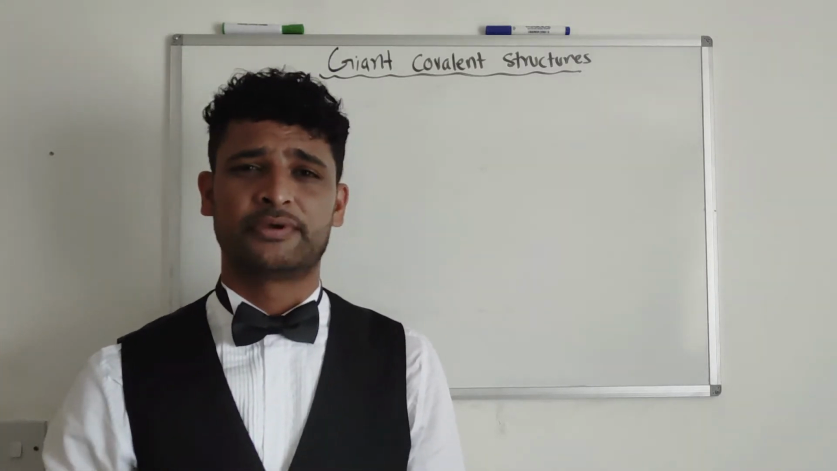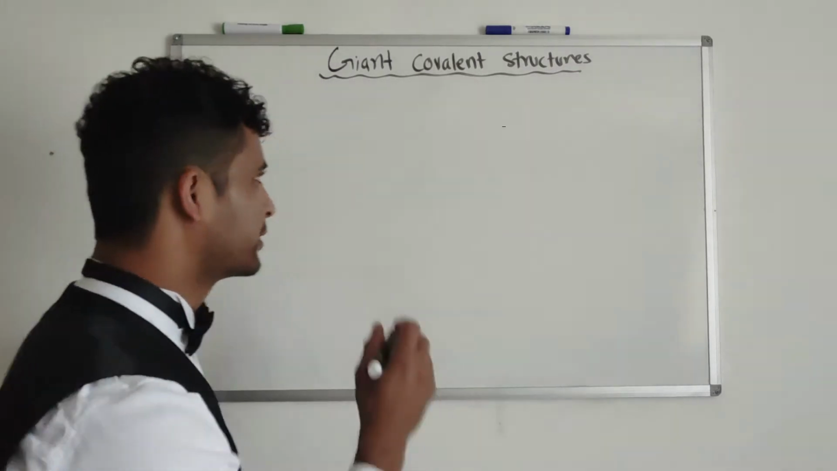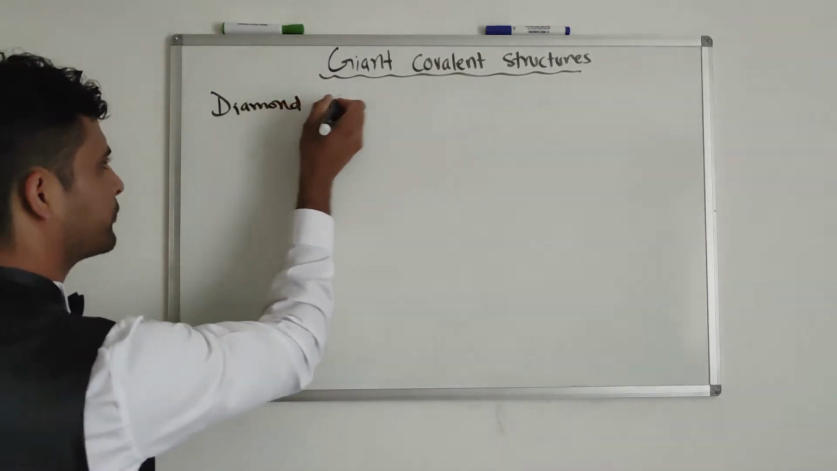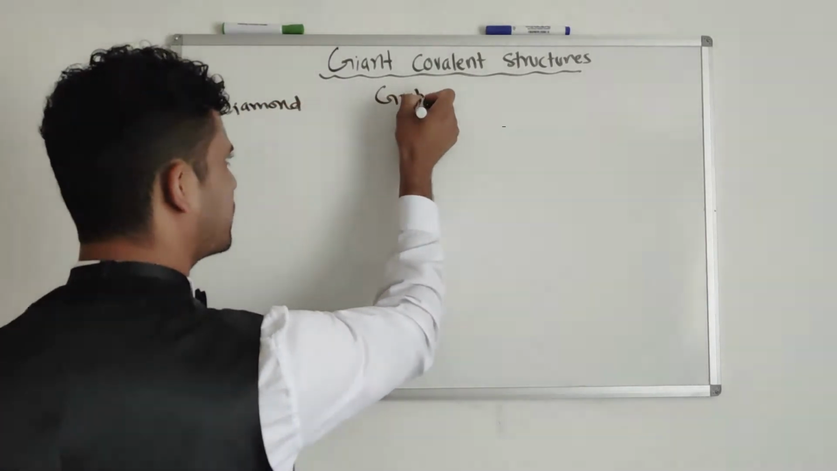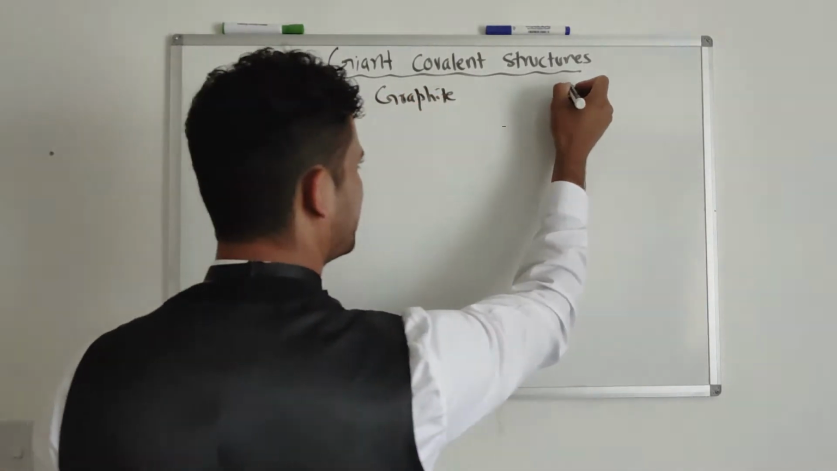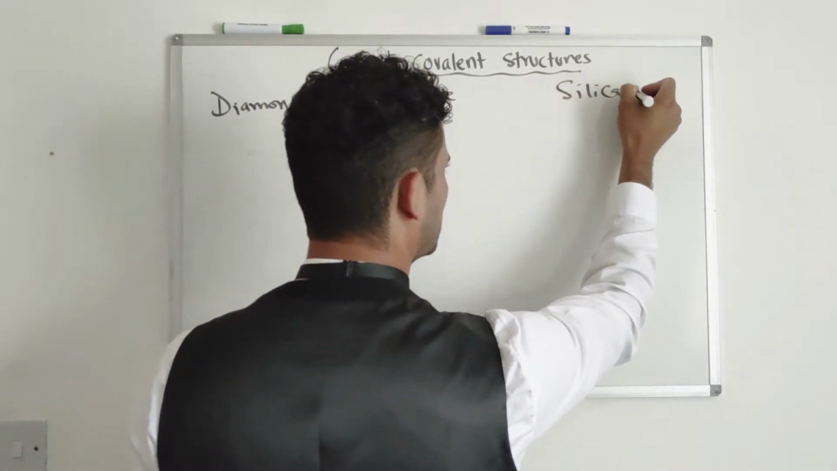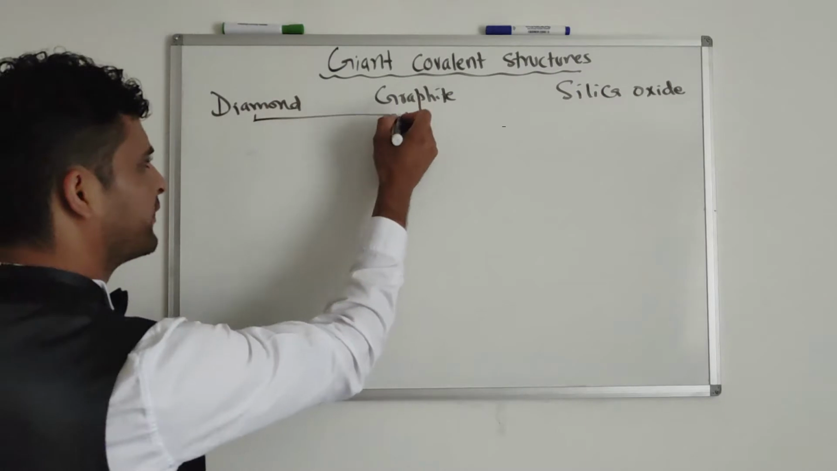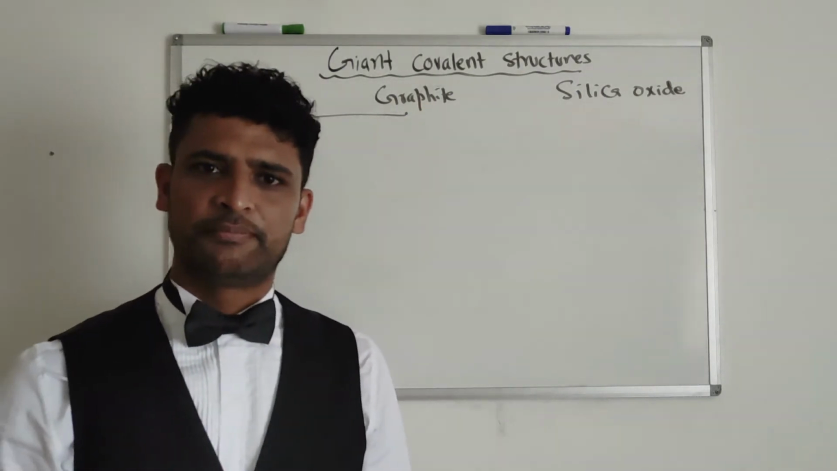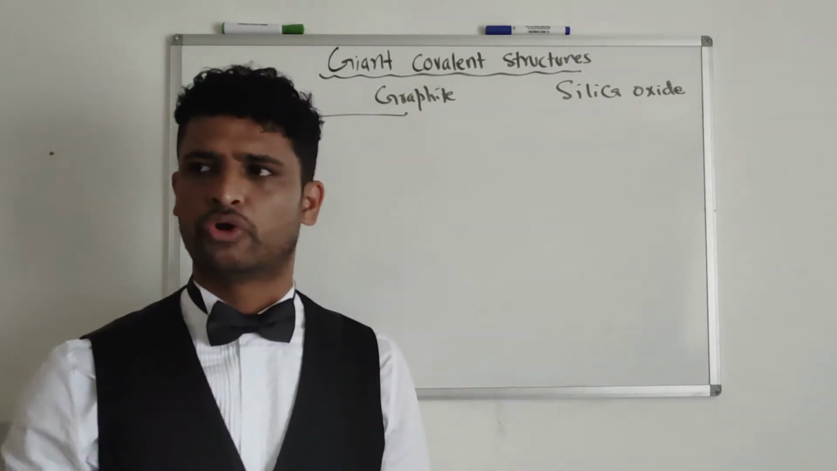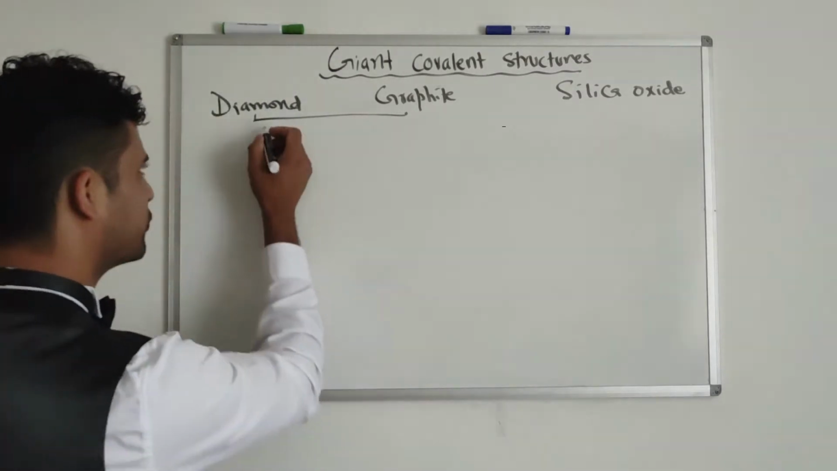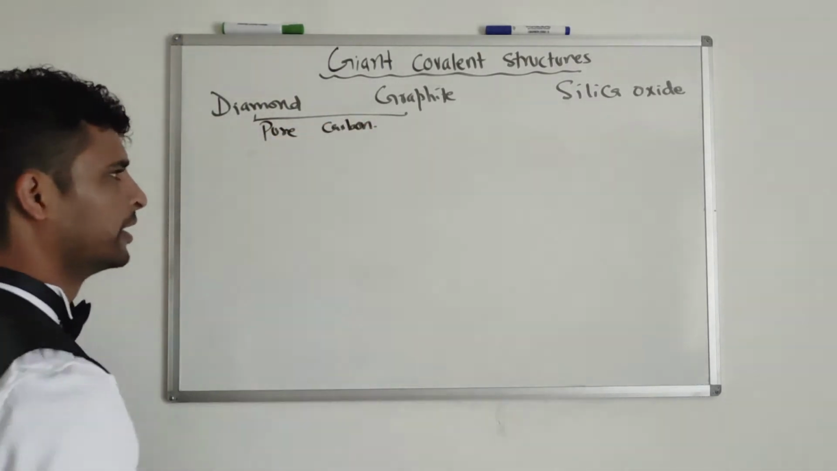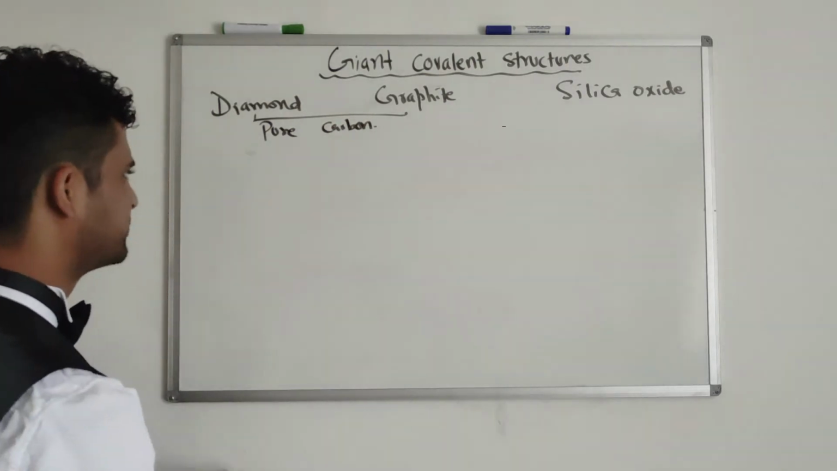And the great examples we're going to use today are diamond, graphite, and we will use silicon oxide. Diamond and graphite are actually pure forms of carbon. They do not have any other atom, so they both are pure carbon. And we will see what is the difference between them.